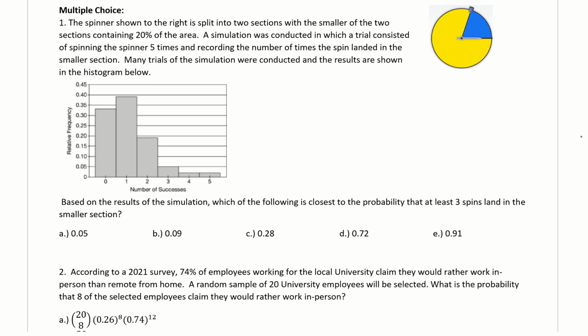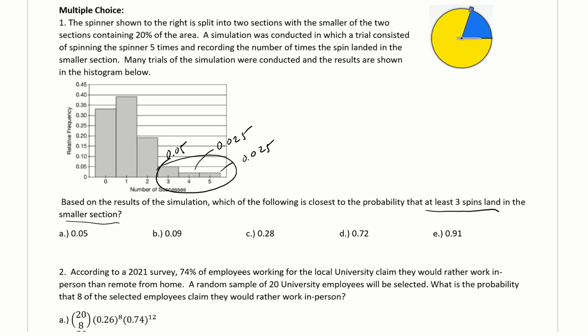So based on the results of the simulation, which of the following is closest to the probability that at least 3 spins land in the smaller section? So here they already give you the graph of the probability distribution. So there's no sense in trying to calculate the probabilities. You just use the graph that they give you. So here, this is about 0.05 and you want 3 or more at least, right? And then this looks like about half, so I would just estimate it as half.